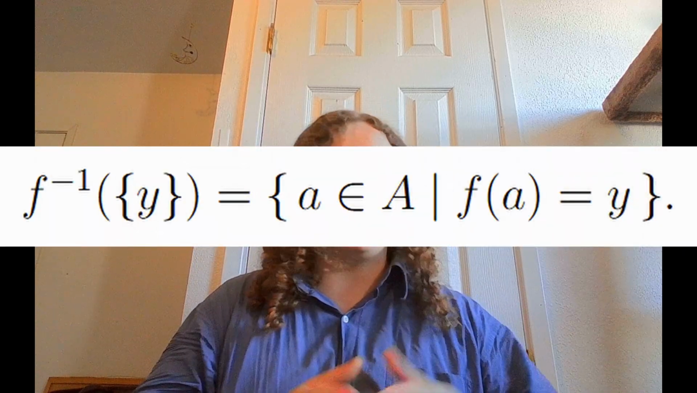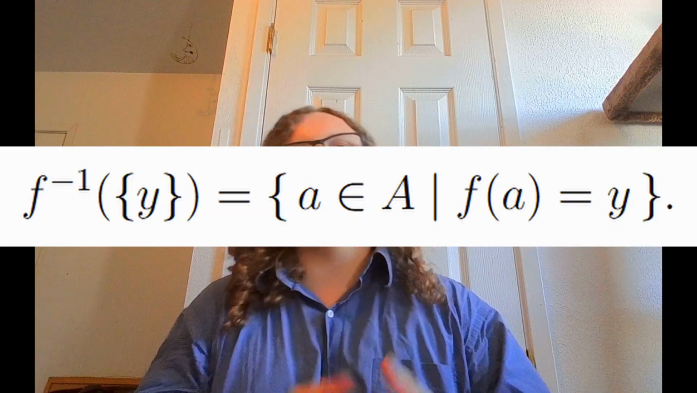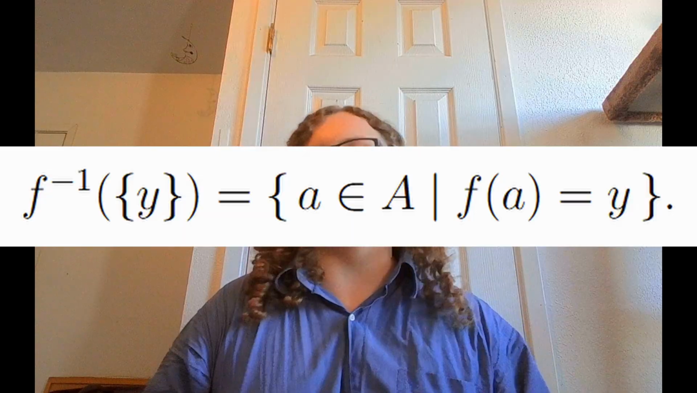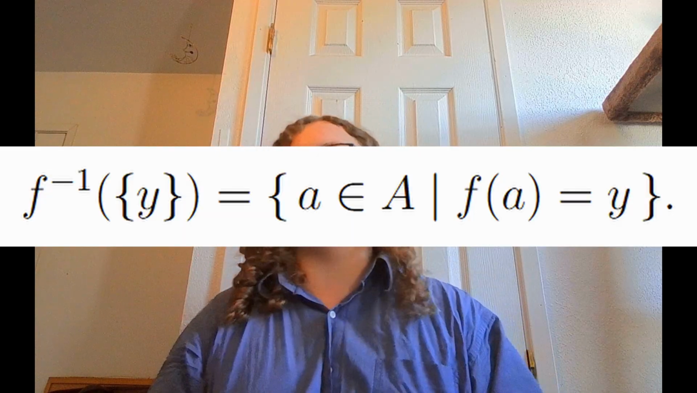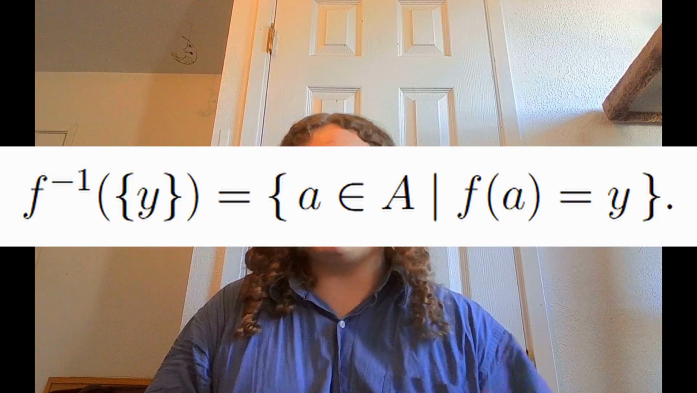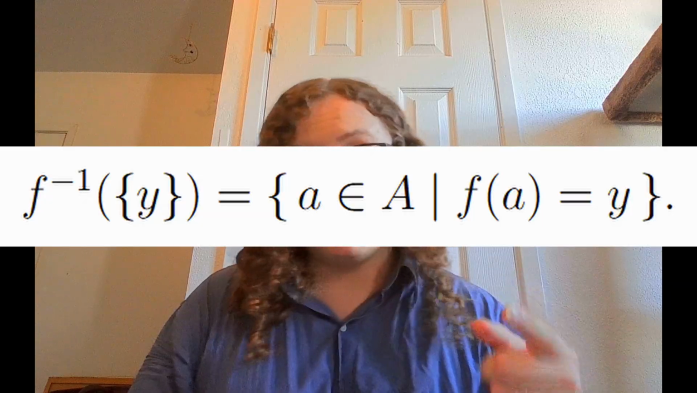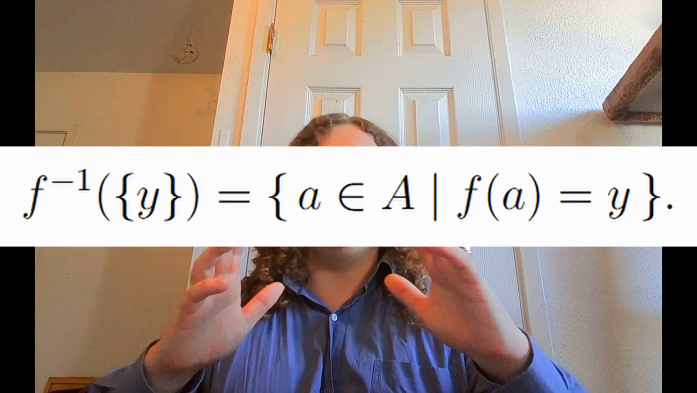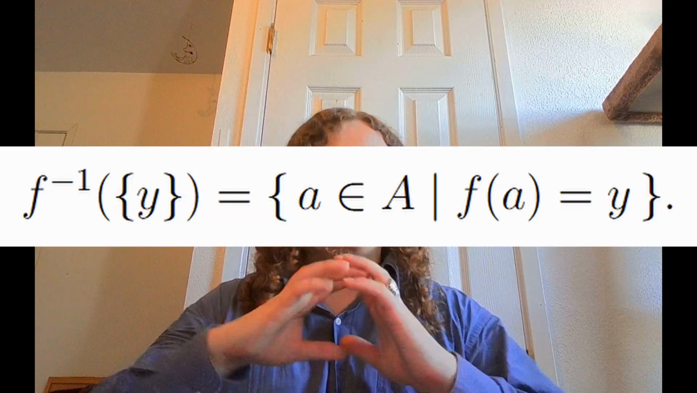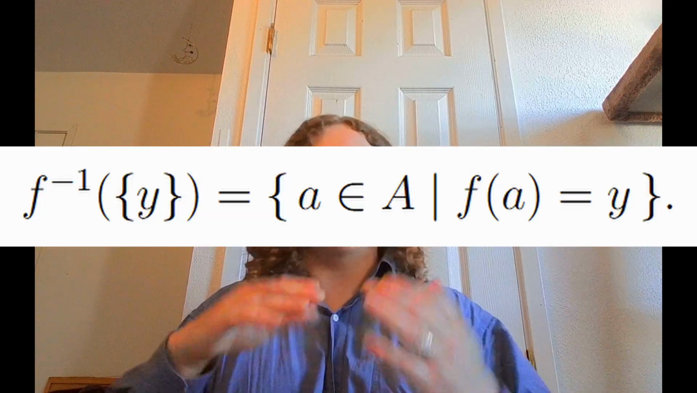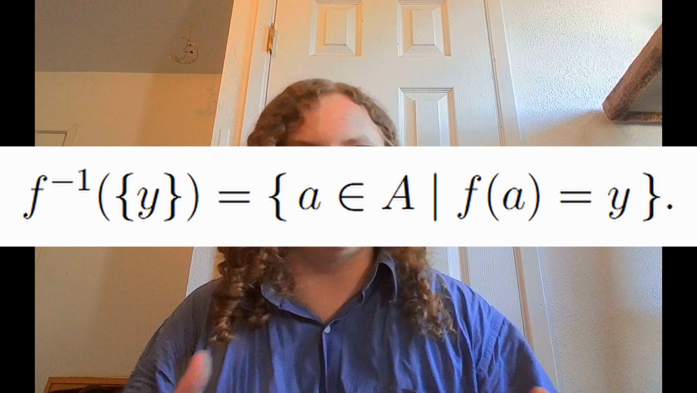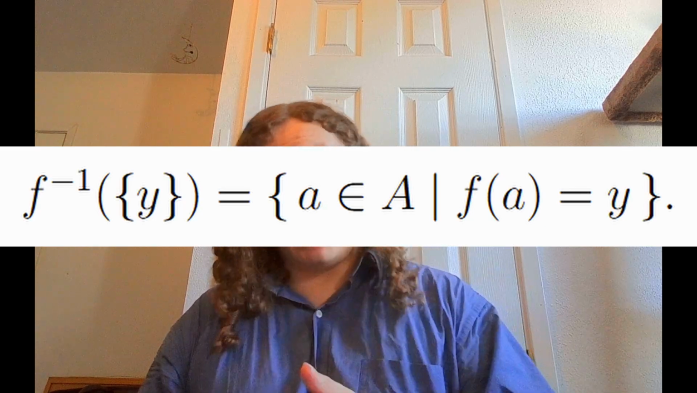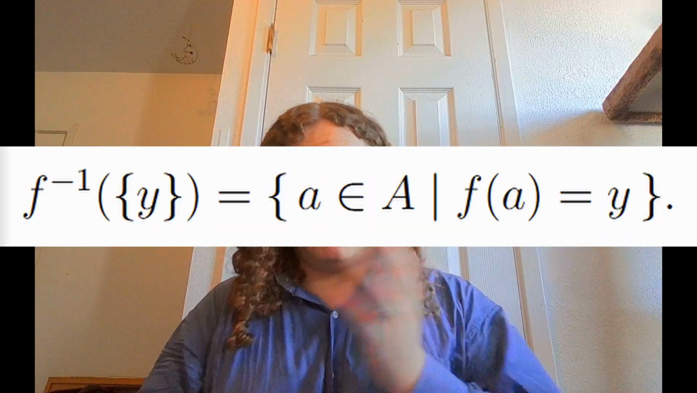So, we mathematicians, we're not very creative. We like to use the same notation over and over again, and it means completely different things every time. So we still use the notation f⁻¹, but what makes it different is that what we're plugging into the pre-image is a set rather than an element. So the pre-image of f with respect to y is a in A, such that f(a) = y.